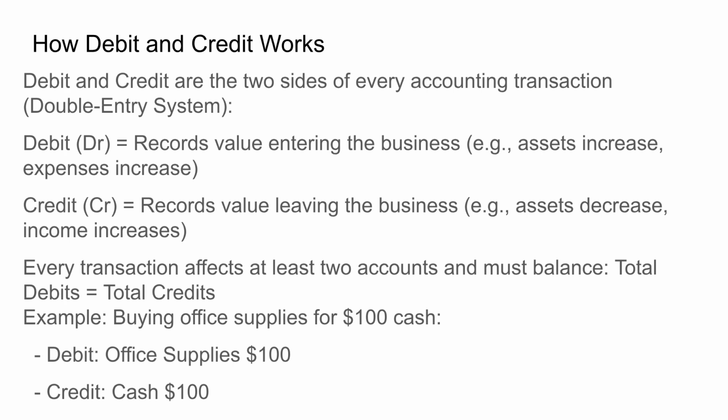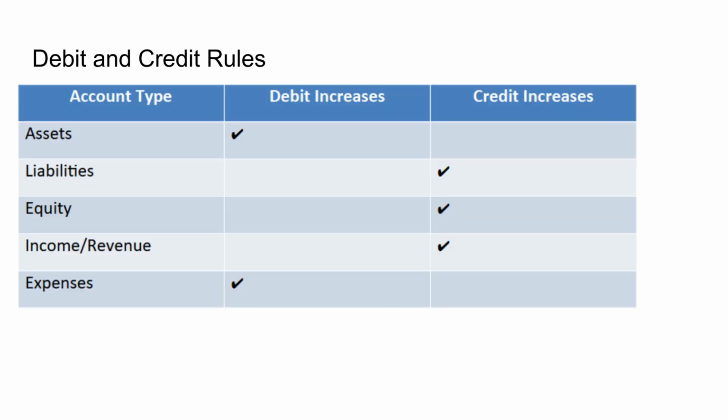Debit and credit form the double entry system. Debit records value entering the business, increasing assets or expenses. Credit records value leaving the business, increasing liabilities or income. Total debits must always equal total credits. Remember the debit and credit rules. Debits increase assets and expenses, while credits increase liabilities, equity, and income or revenue.